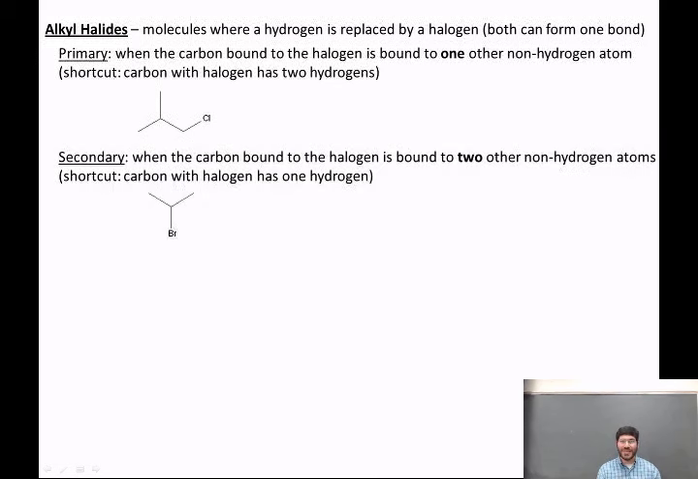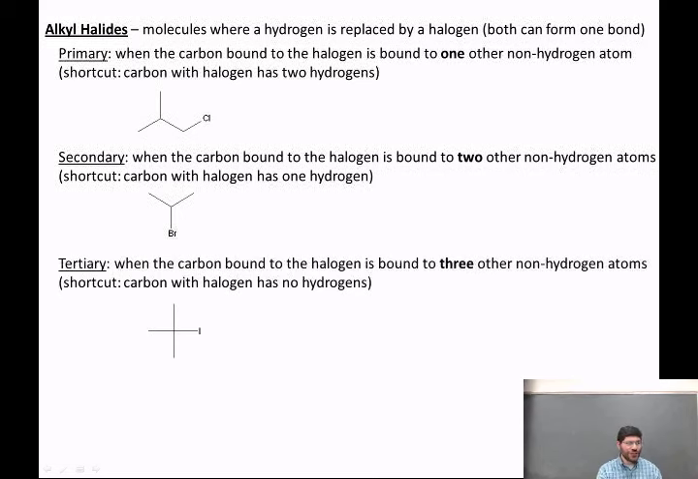This general scheme continues. Secondary alkyl halides are when the carbon bound to the halogen contains two other non-hydrogen atoms. Similarly, there is going to be just one hydrogen in this molecule on the carbon bound to the halogen. Finally, a tertiary is when the carbon bound to the halogen is bound to three other non-hydrogen atoms, and there are no hydrogens on this carbon.